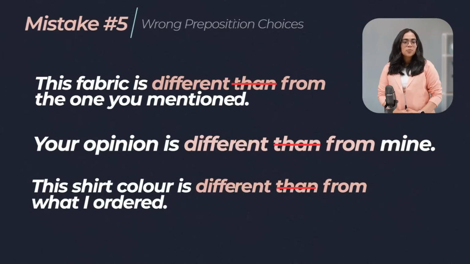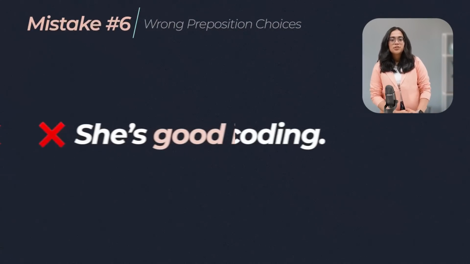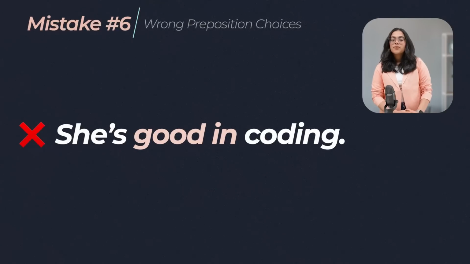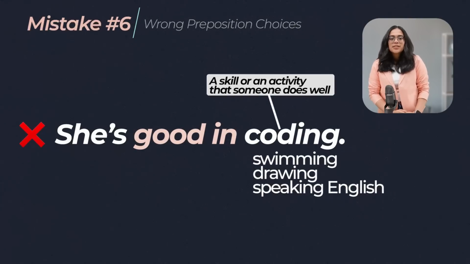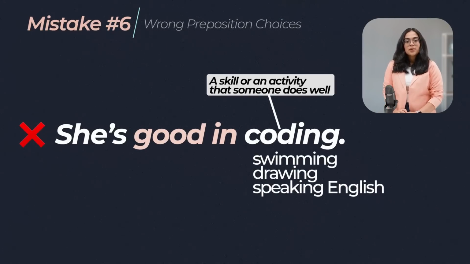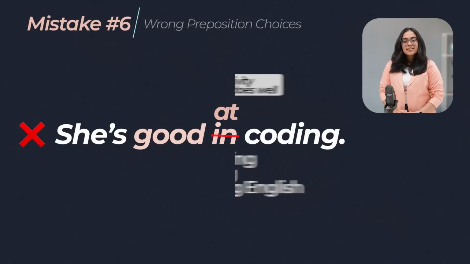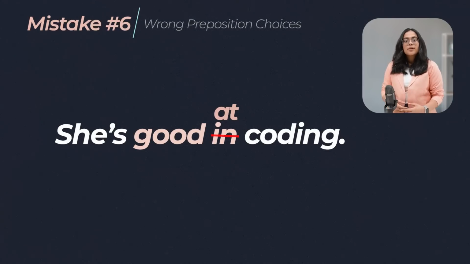Alright, let's move on to the next one. She's good in coding. Of course, this is an incorrect sentence, but why is it incorrect? See, when you're talking about a skill or an activity that someone does well, like coding, swimming, drawing, speaking English, we usually say they are good at it and not good in. So the correct sentence is, she's good at coding.